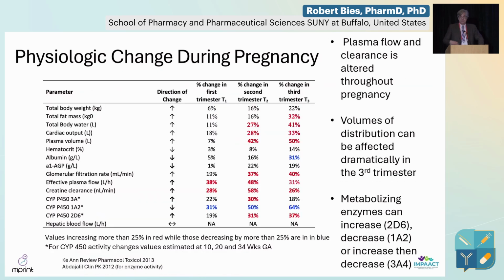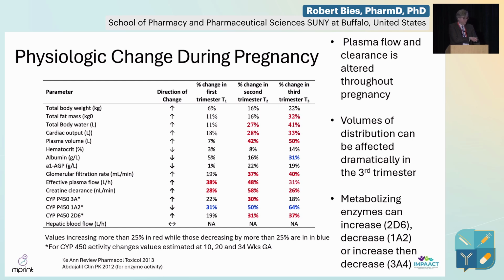So what are these changes that are occurring in pregnancy that have a direct impact on the disposition of the drug? Well, plasma flow and clearance are altered throughout pregnancy. Volumes of distribution can be affected dramatically, in particular in the 3rd trimester. And metabolizing enzymes can increase, such as with CYP2D6. They can decrease, such as with CYP1A2, or they can increase and then decrease, such as has been reported for 3A4, although there is some controversy there because I know there's more recent data that suggests there's a sustained increase.